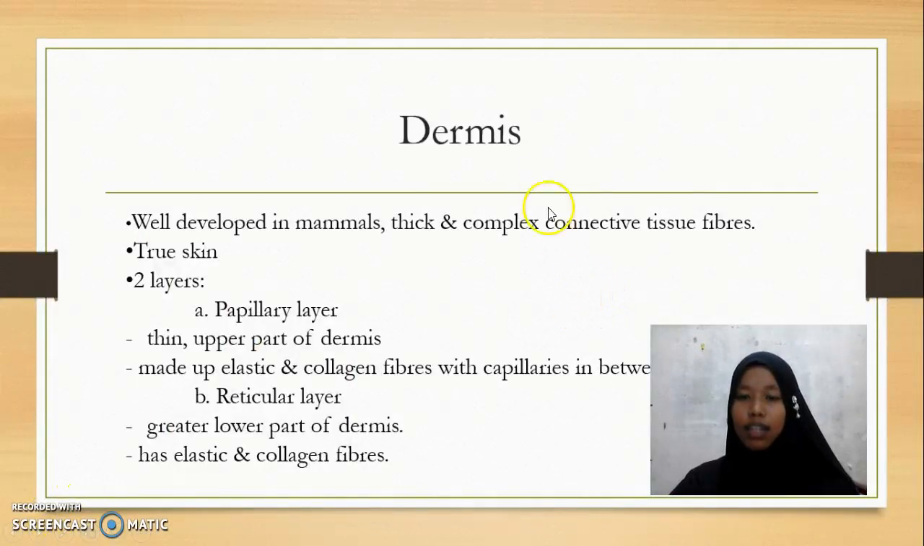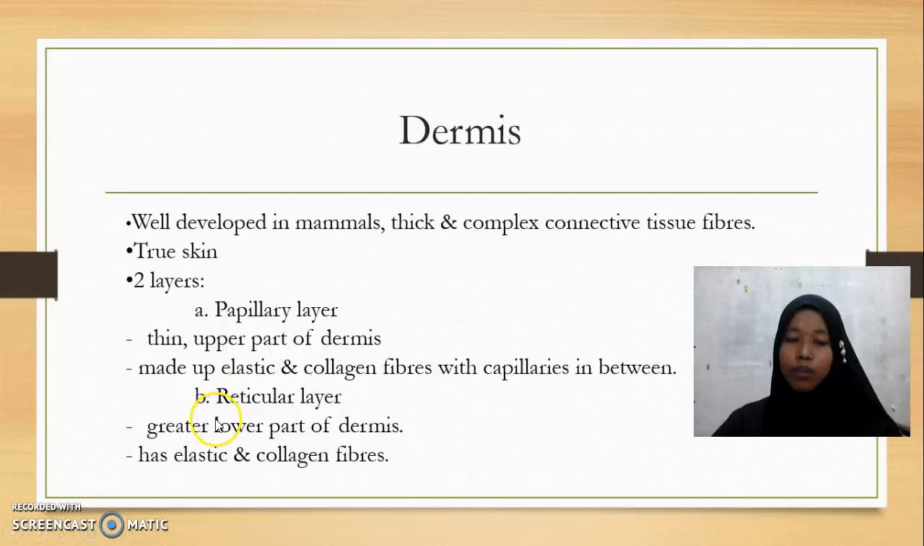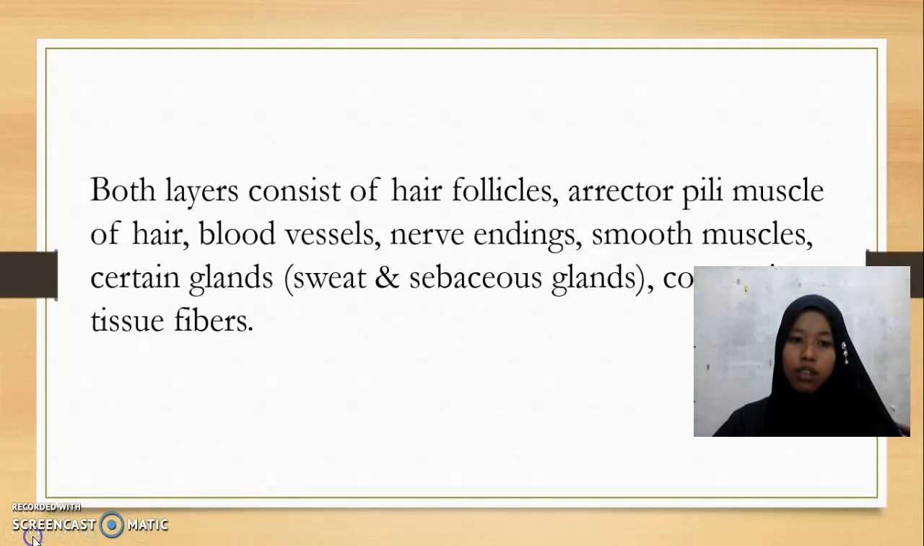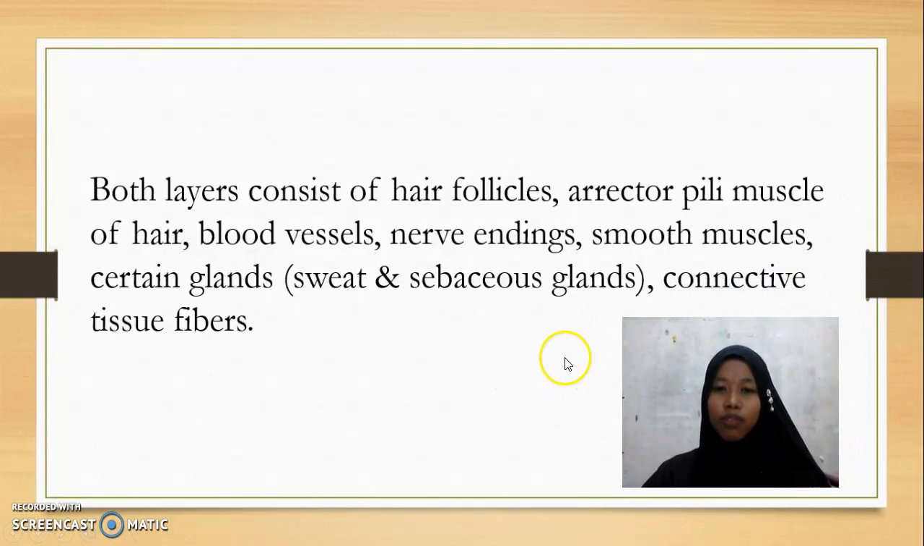Another layer is the dermis. It is well developed in mammals, a thick and complex connective tissue with fibers. It is the true skin. It has 2 layers, the papillary layer and the reticular layer. The papillary layer is the upper part of the dermis. It is made up of elastic and collagen fibers with capillaries between them. The reticular layer is the greater, lower part of the dermis and has elastic and collagen fibers. Both layers contain hair follicles, erector pili muscles of hairs, blood vessels, nerve endings, smooth muscle, certain glands, sweat and sebaceous glands, and connective tissue fibers.